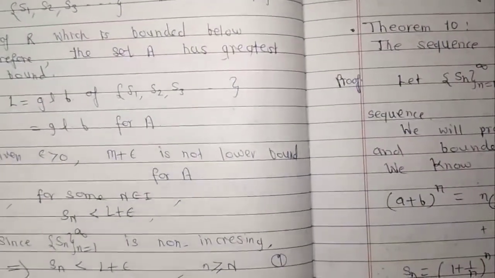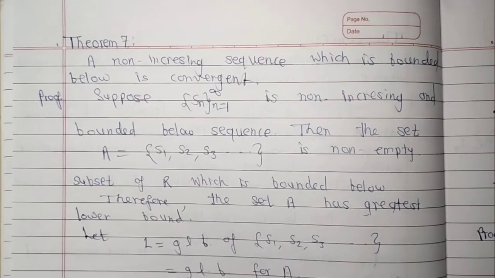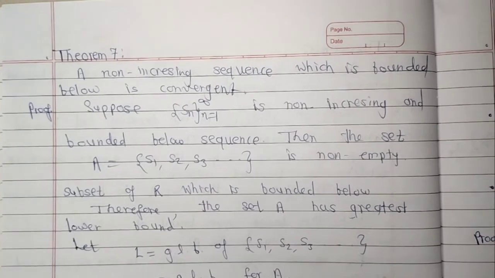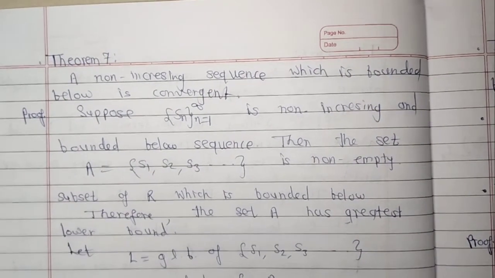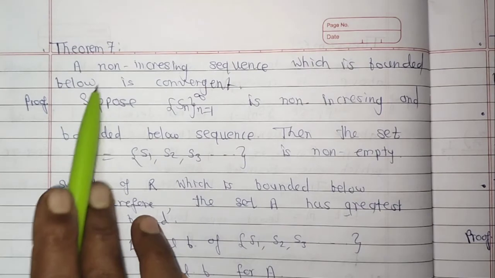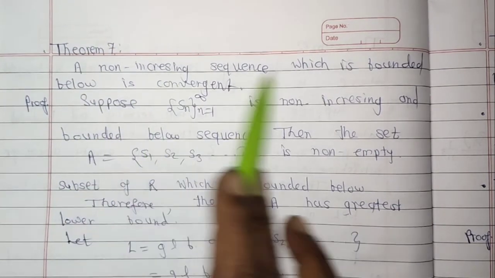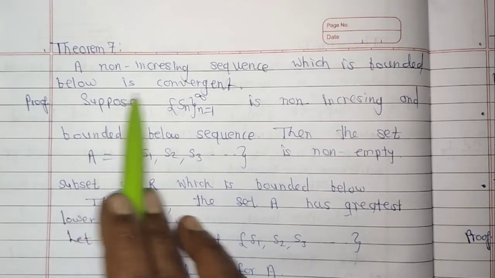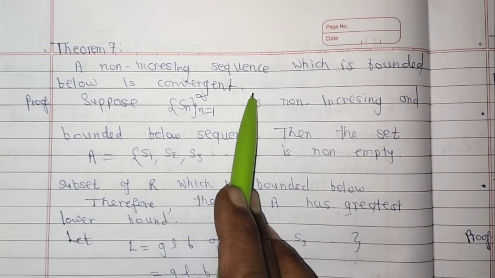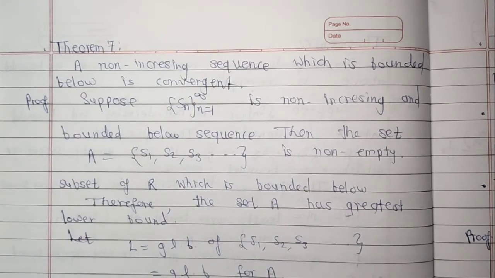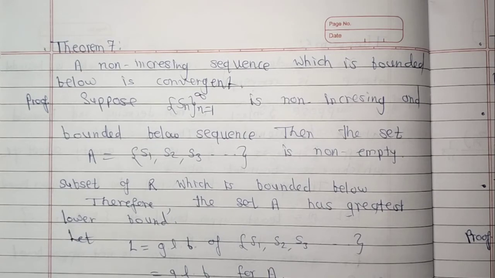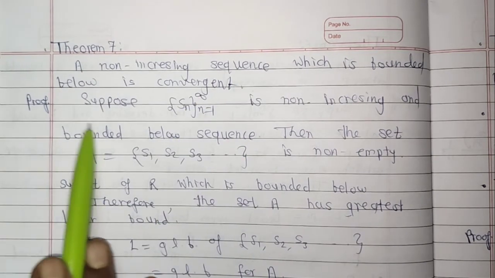Now we consider the next theorem. Statement of this theorem: a non-increasing sequence, non-increasing means decreasing, which is bounded below is convergent. That means we have to prove that a non-increasing sequence which is bounded below is convergent. Let us consider the proof of this theorem.